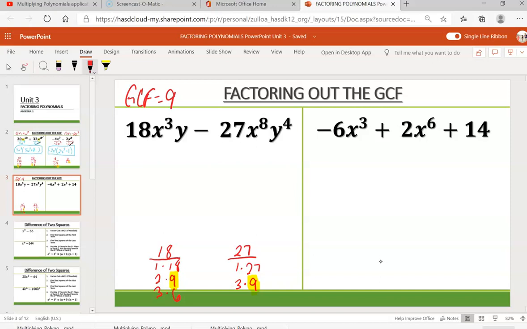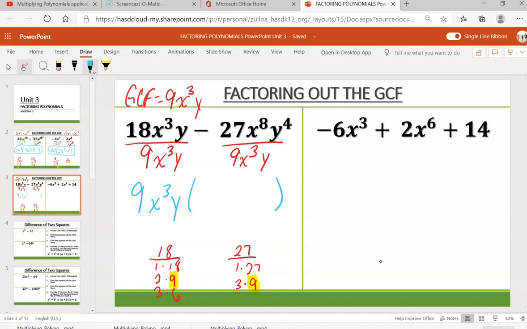Then we're going to look at the variables. They both have an x. You're keeping the smaller one, so you're keeping x3. They both have a y. The smaller one is just y, or y to the first power. Once you've identified your GCF, that's what you divide by. And then you write that on the outside of your parenthesis. On the inside is the quotient.